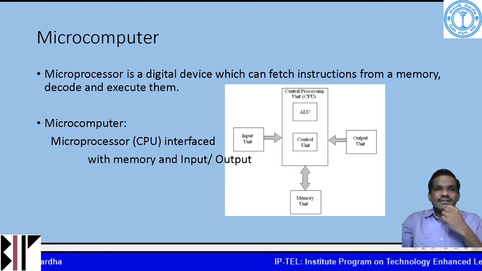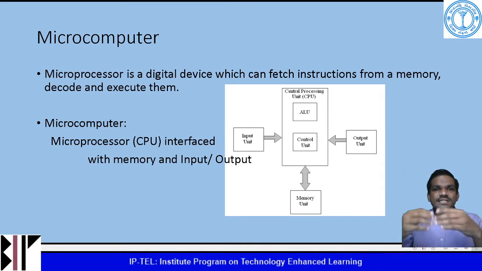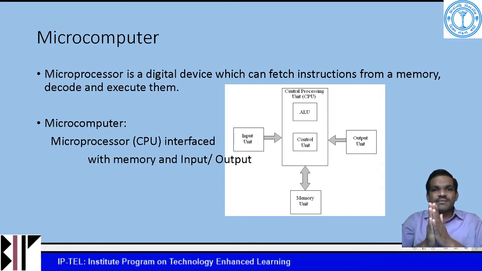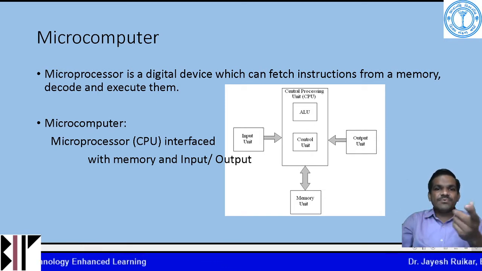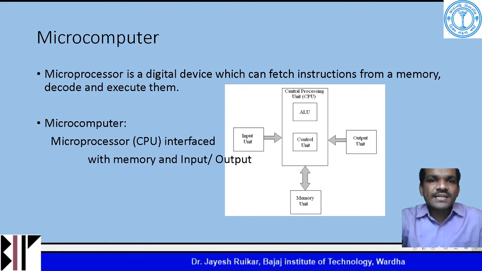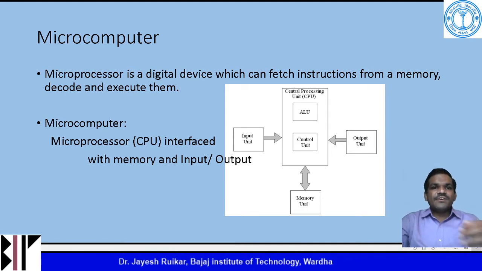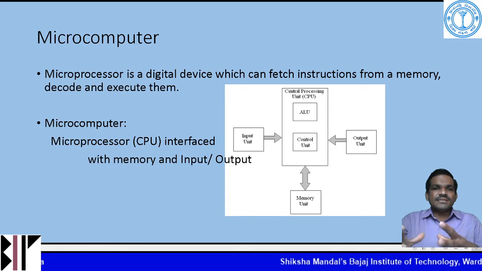Basically, a microcomputer system has three components. One is the central processing unit, which we can call the microprocessor, then the input and output units, and the third one is the memory. Through the input unit, the data and instructions are fed to the memory or the computer. The basic purpose of the input unit is to read the data. To read the data, it requires some input devices, and from the input devices it reads the data.